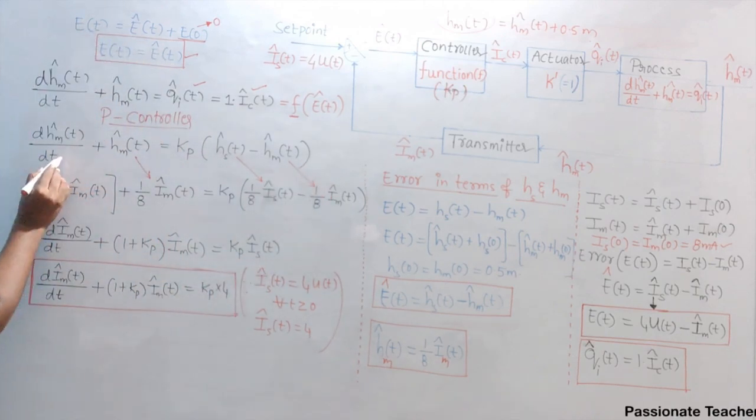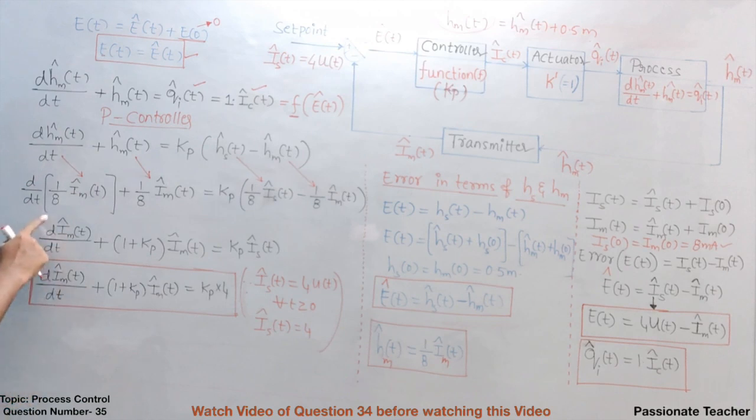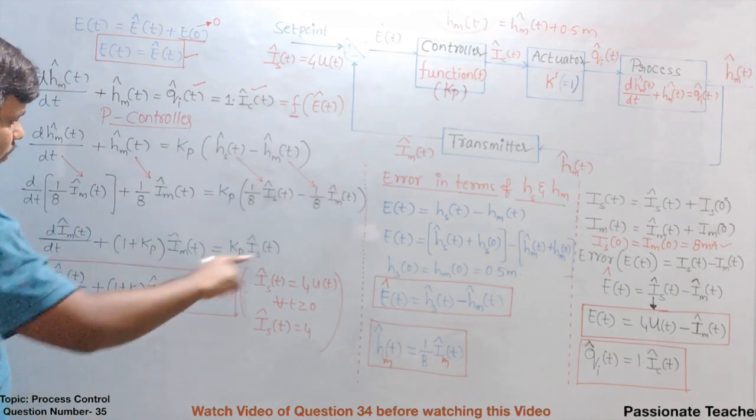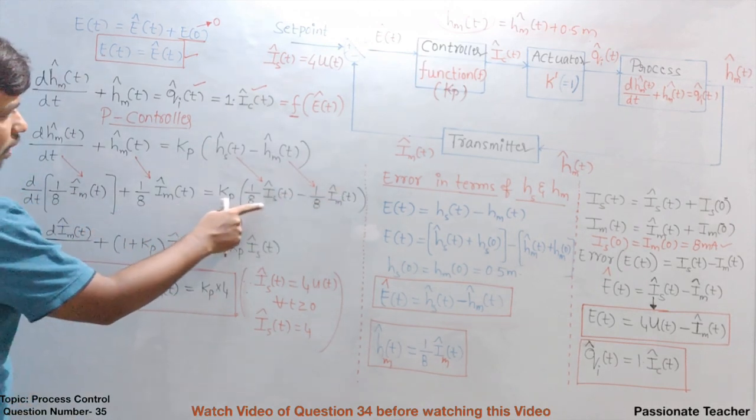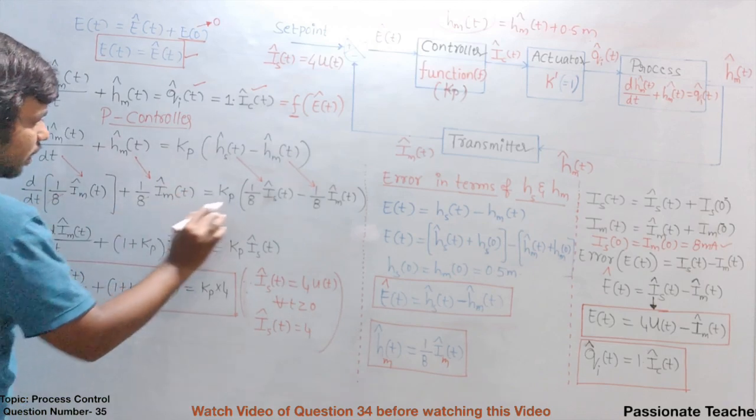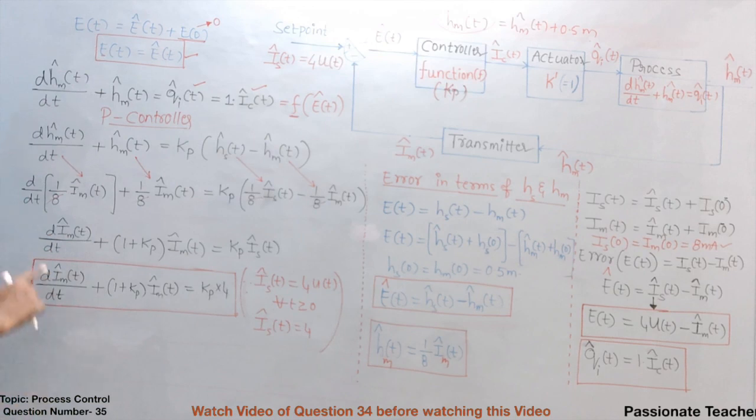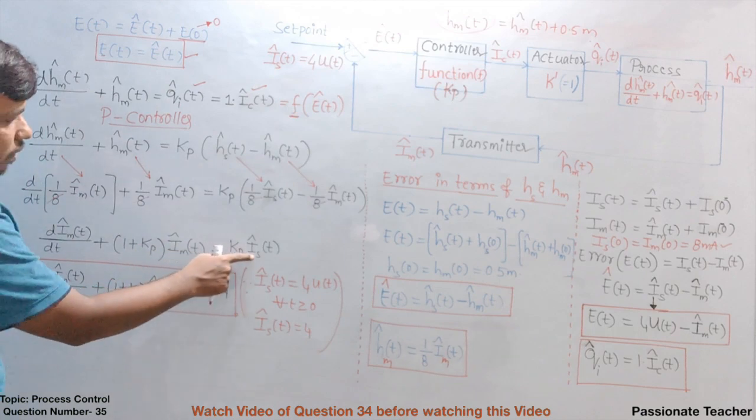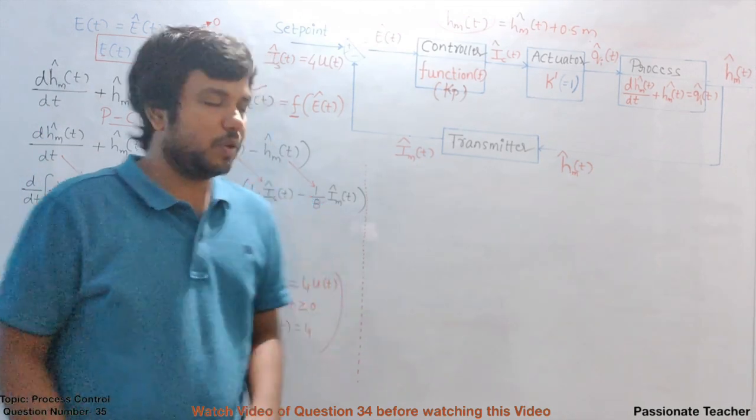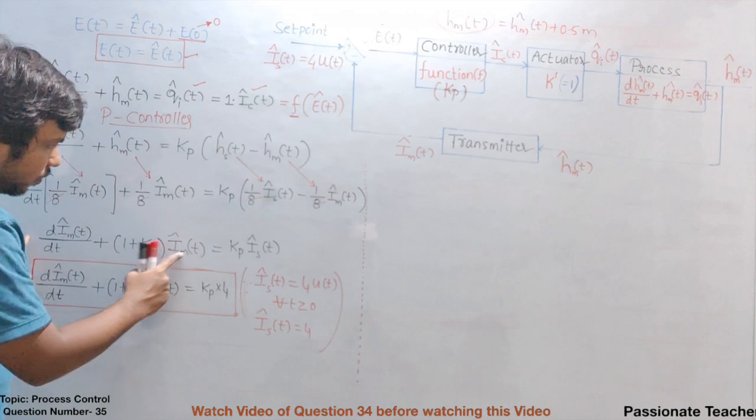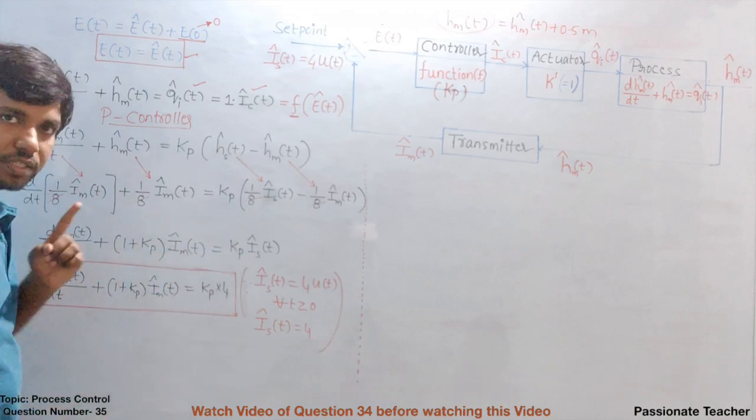So now after substituting all these things, if you multiply by 8 on both sides, all these 8s are going to get cancelled. Then naturally the differential equation looks like this: d Im cap of t by dt plus (1 plus Kp) into Im cap of t is equal to Kp into Is. Now if you look at this equation, it looks like a differential equation of first order, right?